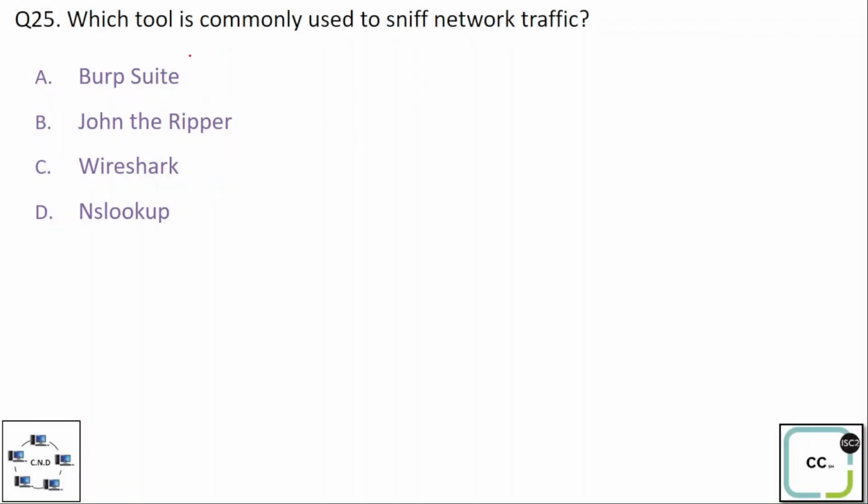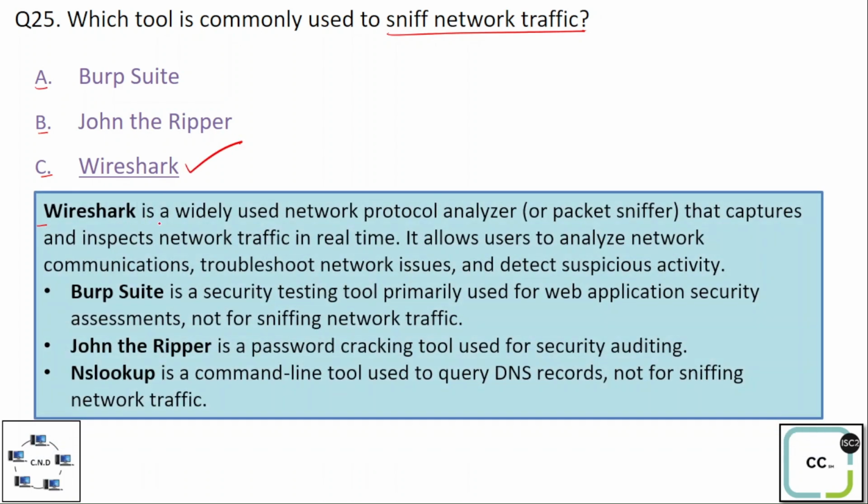Question number 25. Which tool is commonly used to sniff network traffic? And the options are option A, Burp Suite, option B, John the Ripper, option C, Wireshark, and option D, NSLookup. And the correct option is option C, Wireshark. So, what is Wireshark? Wireshark is a widely used network protocol analyzer or packet sniffer that captures and inspects network traffic in real time. It allows users to analyze network communication, troubleshoot network issues, and detect suspicious activity.